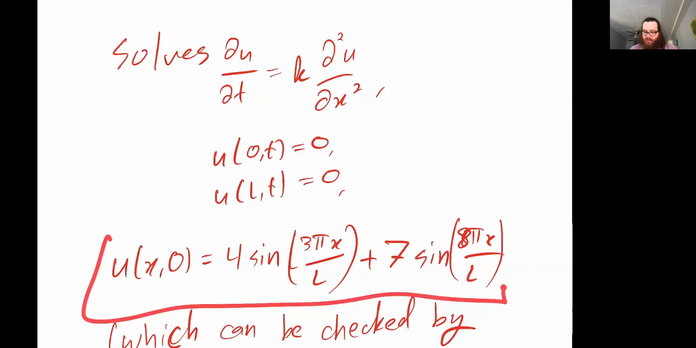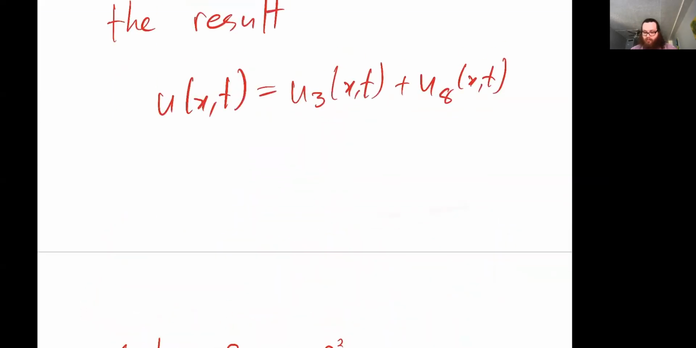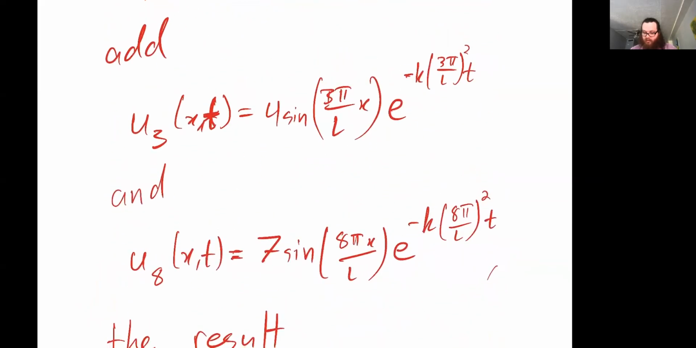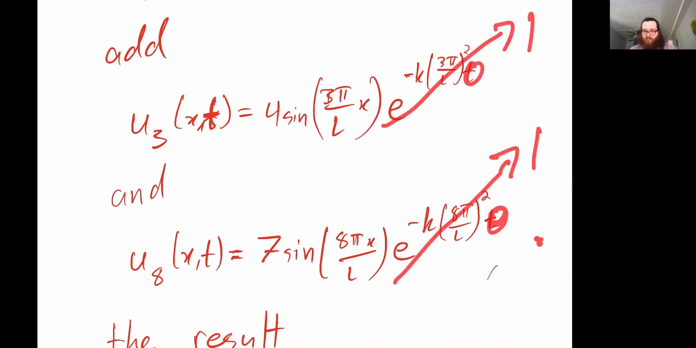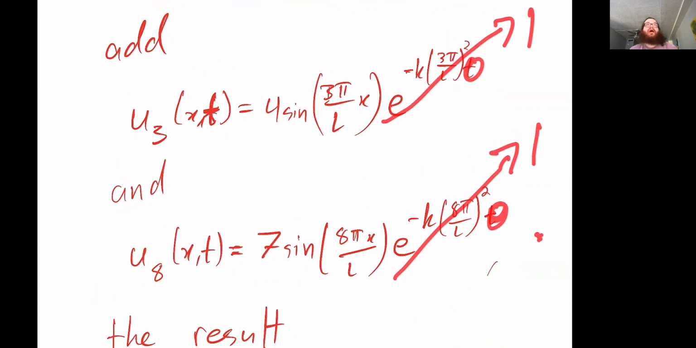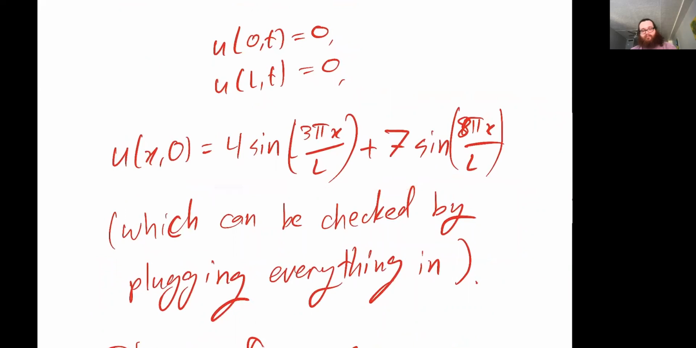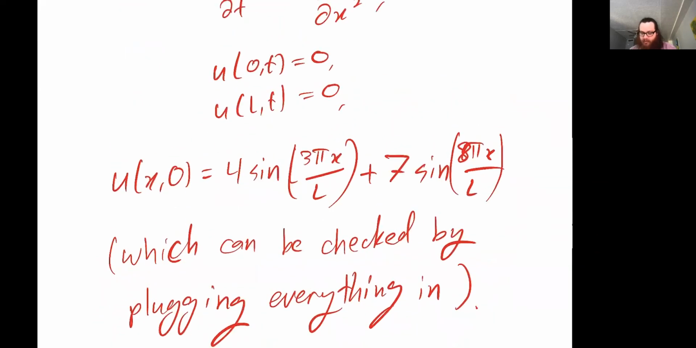And then it also solves this initial condition, right? Because if you plug in t equals 0 up here, in both of these, we're going to get that this goes to 1 and this goes to 1. And so we're left with 4 sine of whatever plus 7 sine of whatever. And that's exactly this initial condition. And so we checked it by just plugging everything in.